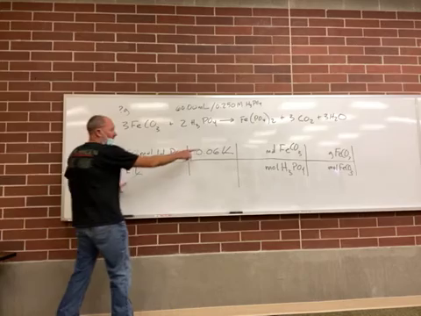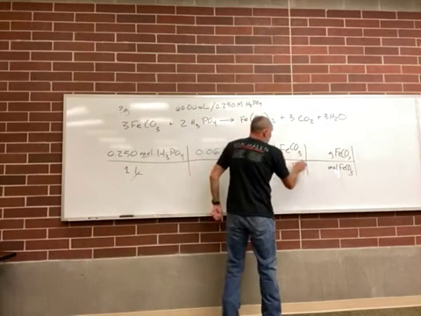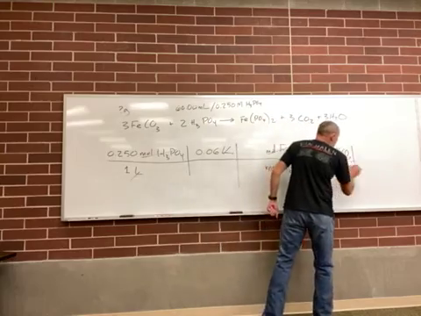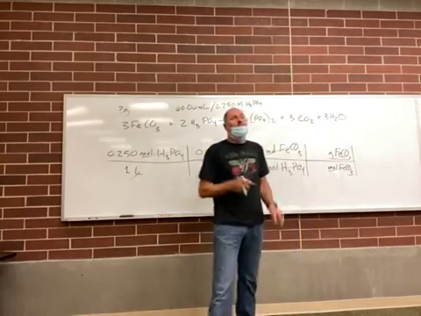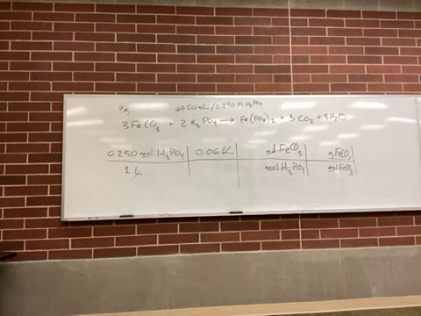So I've already canceled my liters. Moles of phosphoric, moles of phosphoric, moles of iron carbonate, moles of iron carbonate. I'm left with grams of iron carbonate. It's exactly what the question was asking. So again, as long as you navigate these on the roadmap, I think you're going to be fine just thinking through how these go.